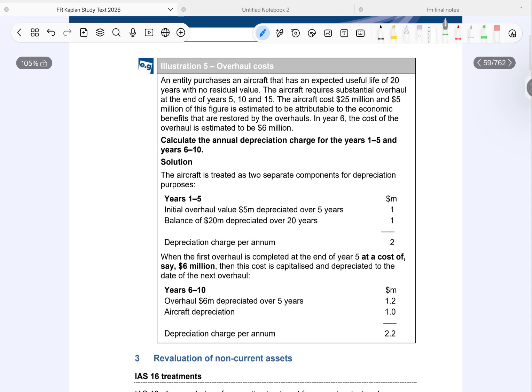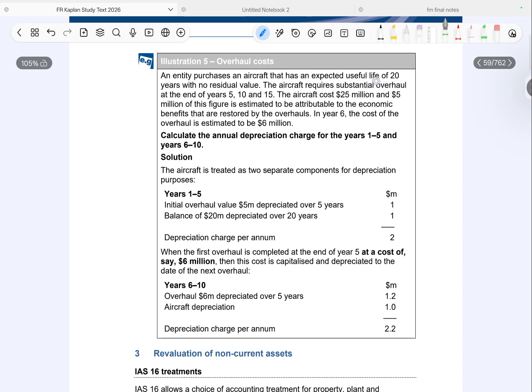So an entity purchased an aircraft that has an expected useful life of 20 years with no residual value. The aircraft requires substantial overhaul at the end of 5, 10 and 15 years. So this is an inspection period. The aircraft cost 25 million, and 5 million of this figure is estimated to be attributable to the economic benefits that are restored by the overhaul. In year 6, the cost of the overhaul is estimated to be 6 million. Calculate the annual depreciation for years 1 to 5 and for years 6 to 10.